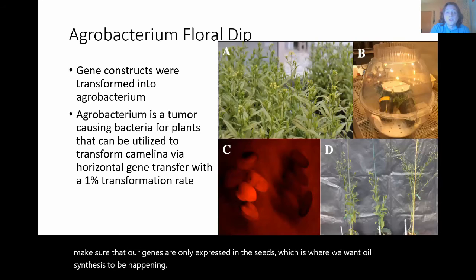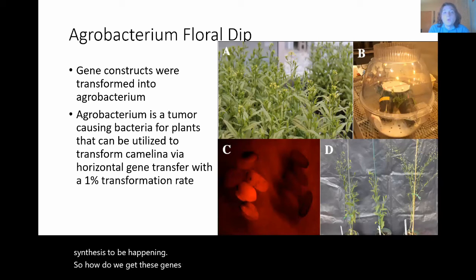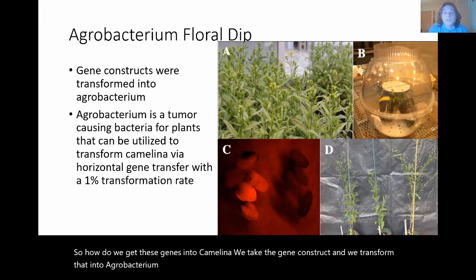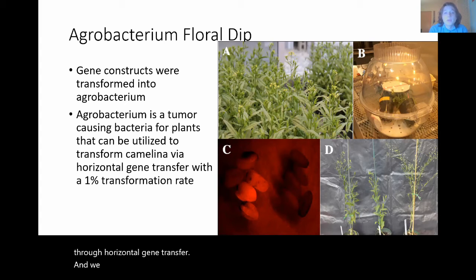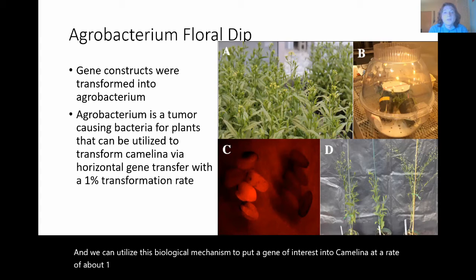So how do we get these genes into camelina? We take the gene construct and we transform that into Agrobacterium. Agrobacterium is a really cool bacteria that causes tumors in plants through horizontal gene transfer. And we can utilize this biological mechanism to put a gene of interest into camelina at a rate of about 1%. So going from A to D in this figure, A shows what camelina looks like right before we transform it.